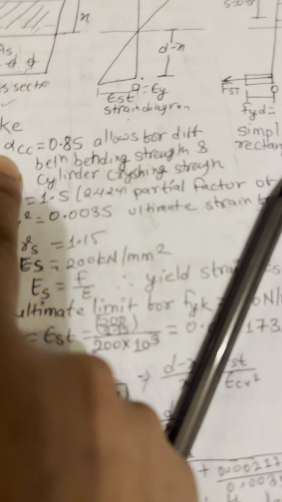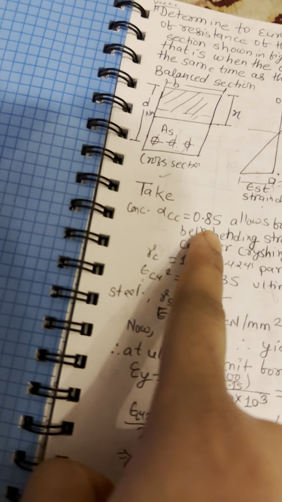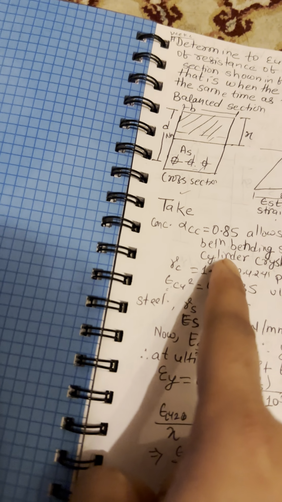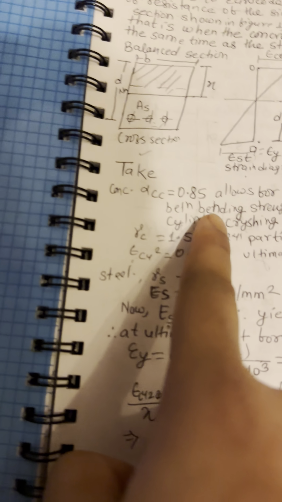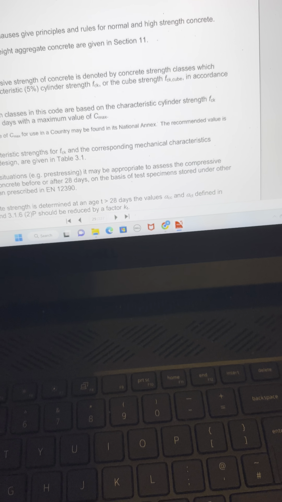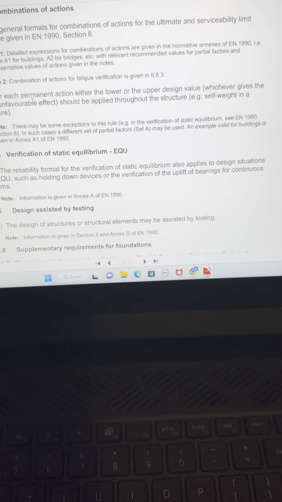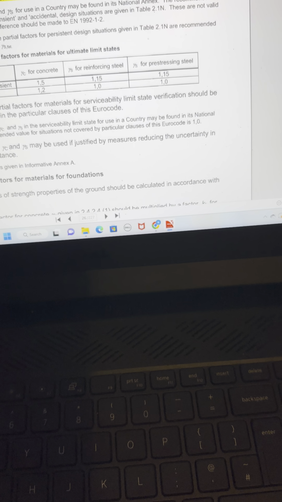And next one is alpha cc. We take this value as 0.85. It is for the different bending strengths and cylinder crushing value. We take this value from Eurocode. Everything is in Eurocode, I need to look for it. I'll show this.